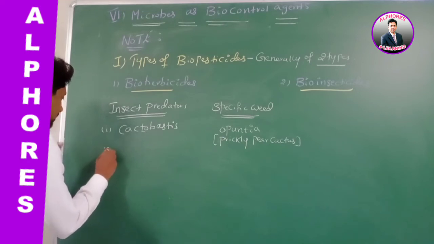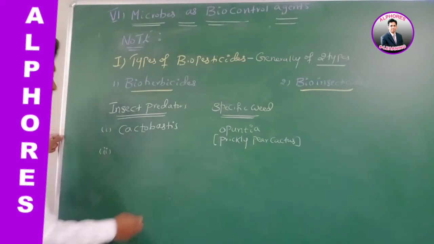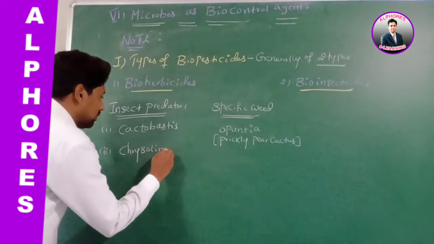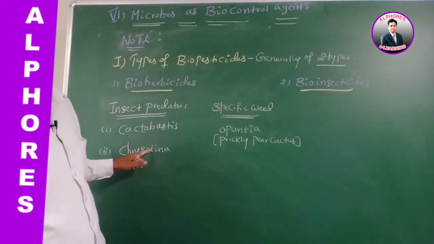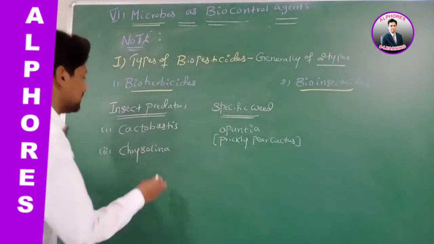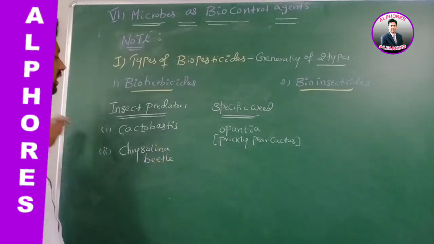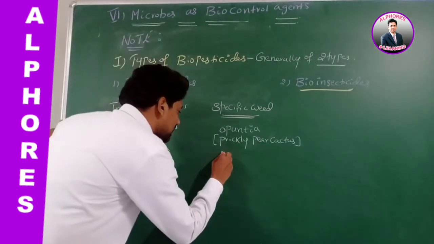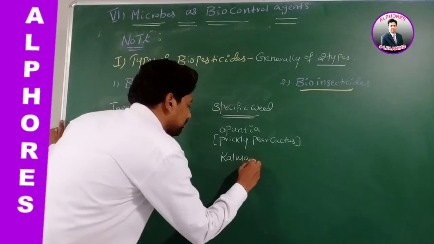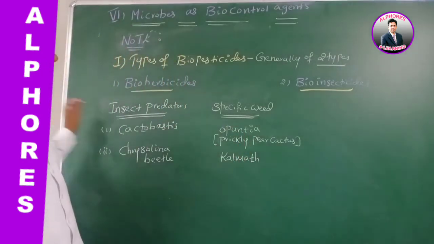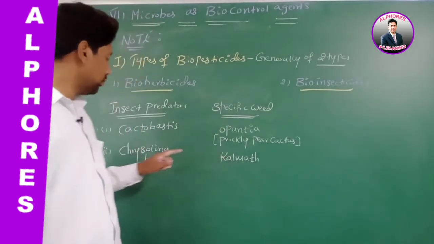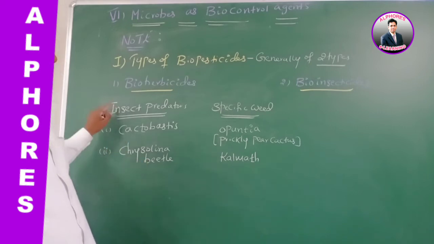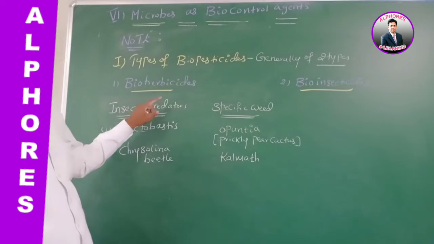Next, go for the second example: Chrysolina. Chrysolina beetle is an insect predator. It acts on a weed by name Klamath. Therefore, on this Klamath weed, the Chrysolina beetle, an insect predator, is feeding. Is this statement okay? Right. This is concerned with insect predators.